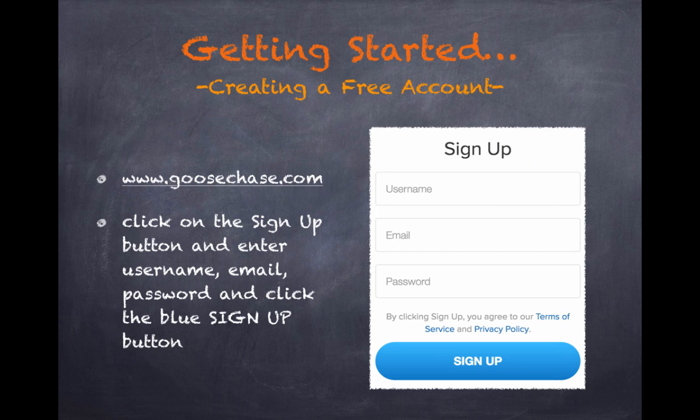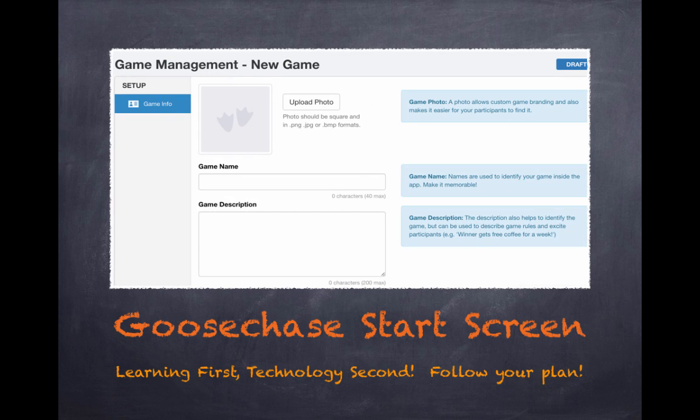To get started, create a Goosechase account by going to www.goosechase.com. Simply click on the Sign Up button and enter the necessary information. Then click the blue Sign Up button to continue. After successfully creating a Goosechase account, a Goosechase Game Management New Game screen will appear.